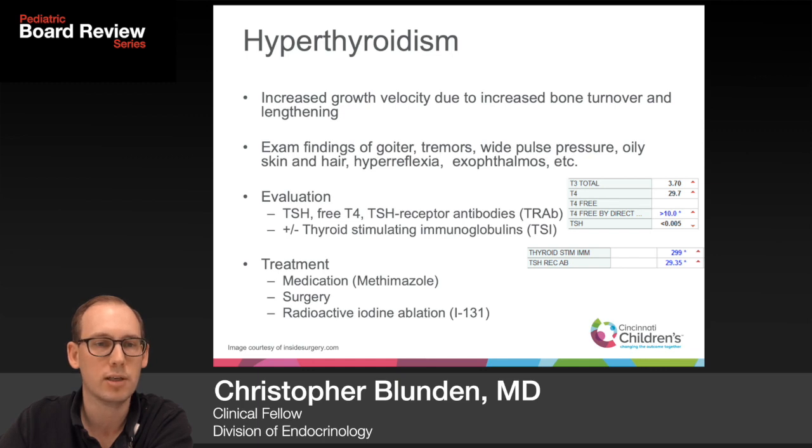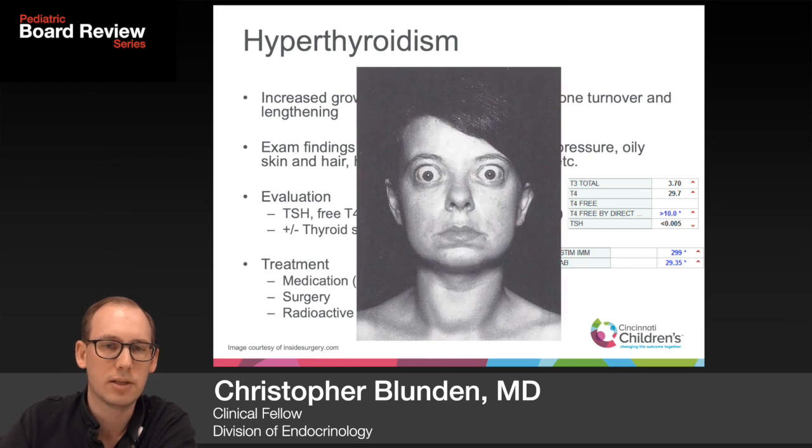beyond a normal child. The evaluation of this condition would include thyroid function tests and TSH receptor antibodies to clinch the diagnosis, and we usually treat this condition with either medication, surgery, or radioactive iodine. On the right, you can see a classic set of labs for a hyperthyroid patient with a completely suppressed TSH and a high free T4 and a positive antibody profile. Classically, you'll also see this picture come up, at least in the adult world, of exophthalmos and proptosis, and sometimes these patients require a vision evaluation as well.